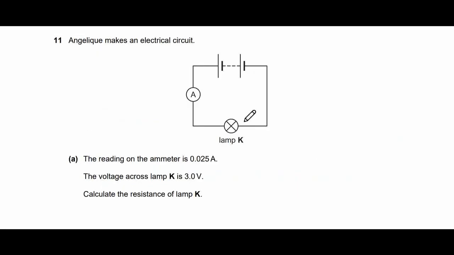Next, question 11. Angelic makes an electrical circuit. The reading on the ammeter is 0.025 A. The voltage across K is 3 volt. Calculate the resistance of the lamp K. 10 seconds. 10, 9, 8, 7, 6, 5, 4, 3, 2, 1. Well, let's open up the answer.